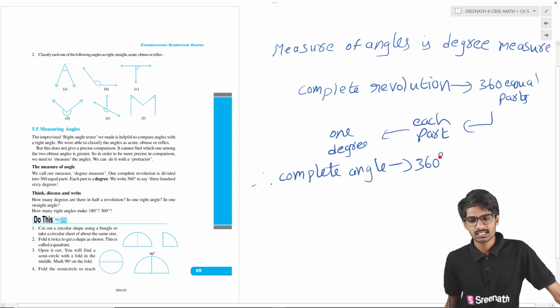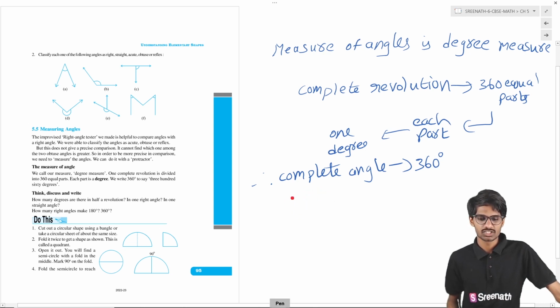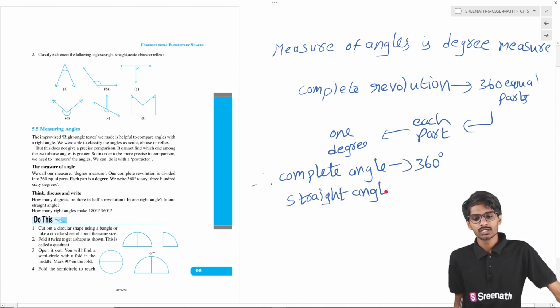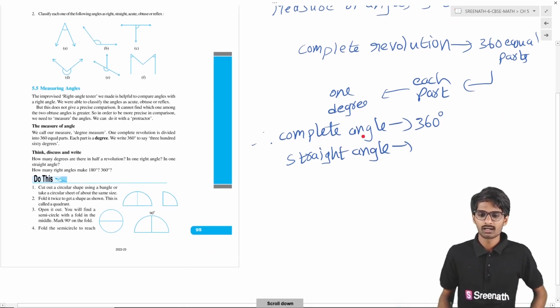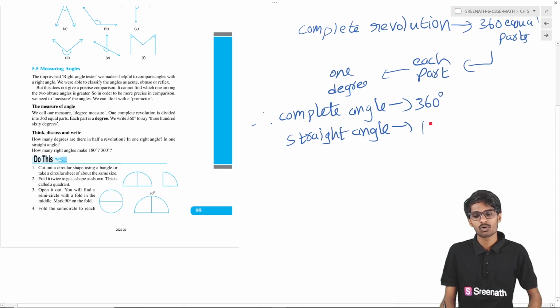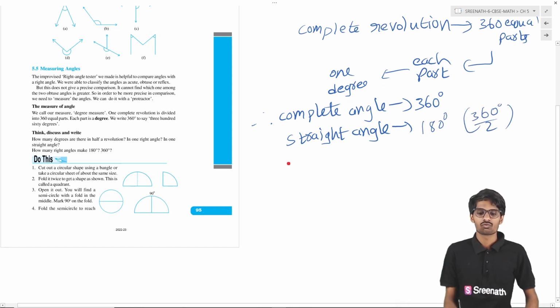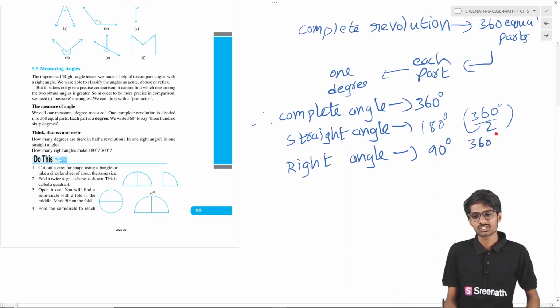We represent degrees by a small zero on the upper side like this. So for a right angle, how many degrees? Suppose for a complete angle it is 360 degrees. Then for a straight angle, how much is it? Basically 2 straight angles make 1 complete angle. So one straight angle is 180 degrees. Why? Because 360 by 2, no? For a right angle it is 90 degrees. Why? Because 360 degrees by 4, no?